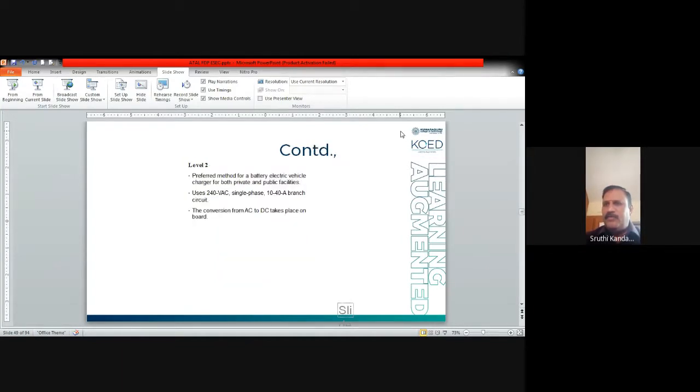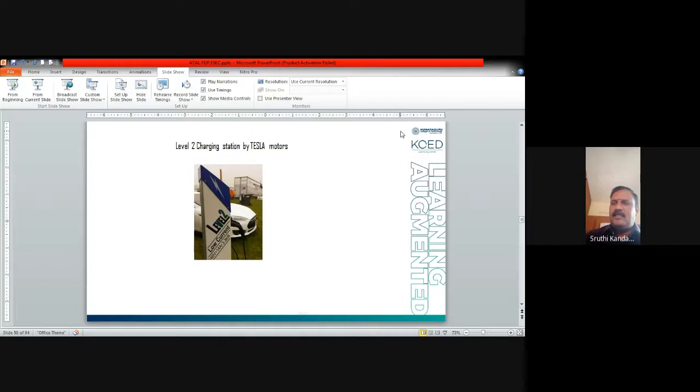Level 2 is the preferred method for charging batteries in electric vehicles, in both private as well as public facilities. It uses 240 VAC, single phase, with a 10 to 40 amp rating. The conversion from AC to DC takes place through the rectifier on board. This is the Level 2 charge station introduced by Tesla. Tesla is the number 1 company for manufacturing e-vehicles, and they are concentrating much on e-vehicles.